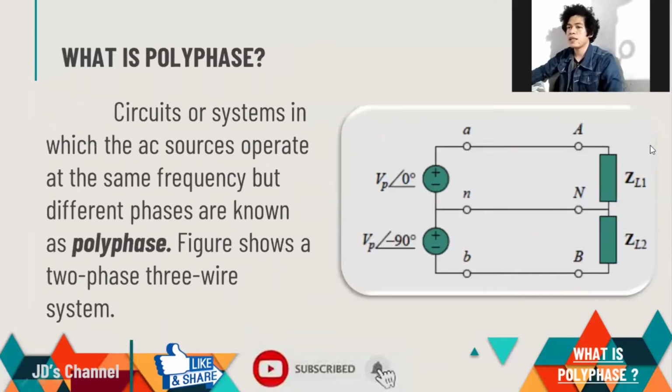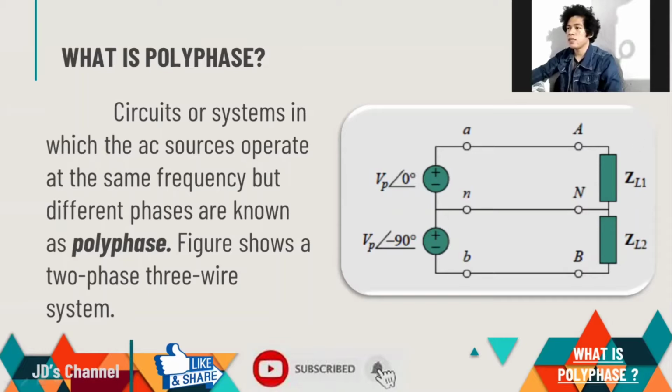So the next one, ano ba yung polyphase? So ito na, class: a circuit or system in which the AC sources operate at the same frequency but different phases. As you can see here, class, we have V_P angle 0 degree. Ito naman yung ating 90. So ang tawag po natin dyan is polyphase. Ito lang, class, ay two-phase. Two-phase, three-wire. At kung mapansin ninyo, class, yung kanyang difference is 90 degree.